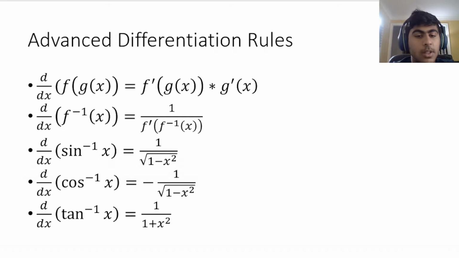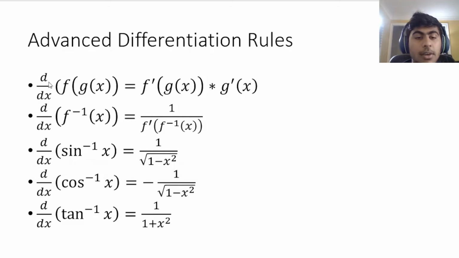Alright, so there is this huge list of rules, but don't get worried. There are not that many rules, and they do make some intuitive sense. When you take the derivative of nested functions, f of g of x, you get f prime of g of x times g prime of x. This is the one we're going to use the most. This is called the chain rule.